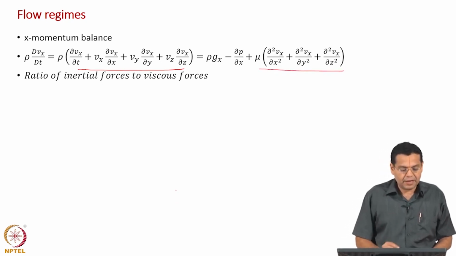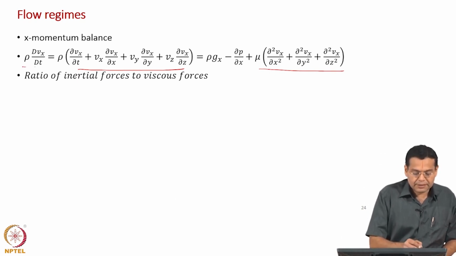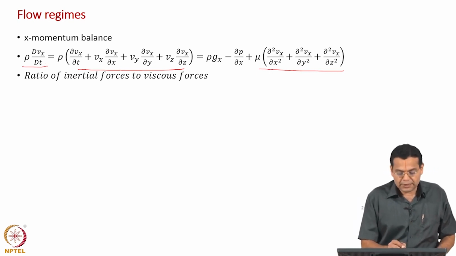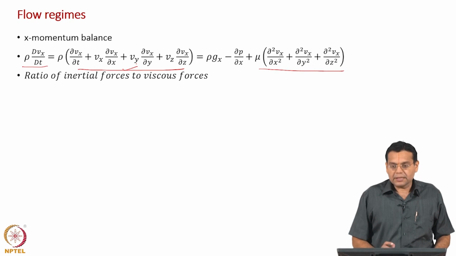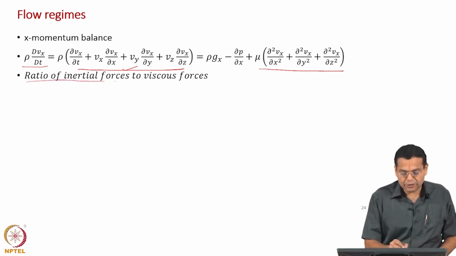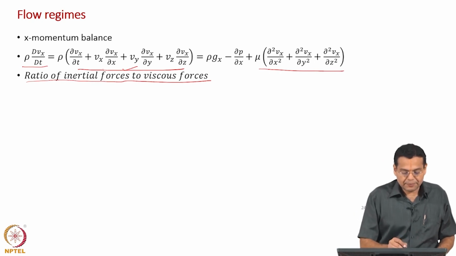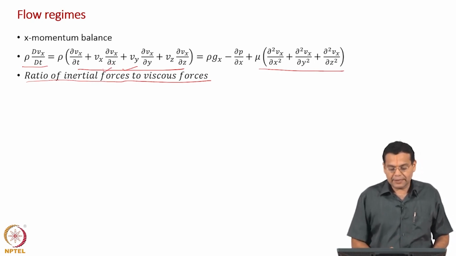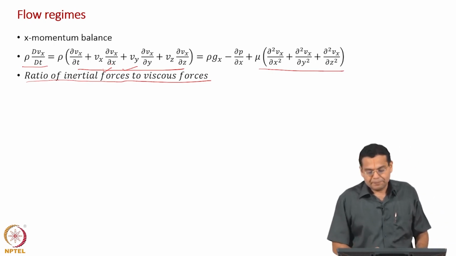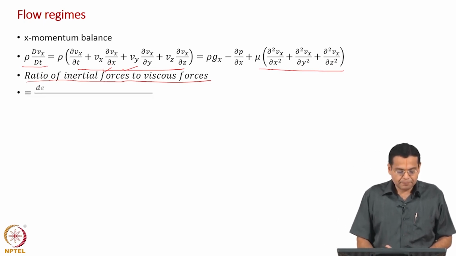On the left hand side, we have expressed mass into acceleration per unit volume, density into acceleration of the fluid. So, these terms represent the inertial forces. What we are going to do now is take the ratio of the inertial forces to the viscous forces. What do we mean by that? A representative term will be taken on the left hand side, and on the right hand side the viscous terms will be taken, and the ratio will be taken now. So, let us do that.